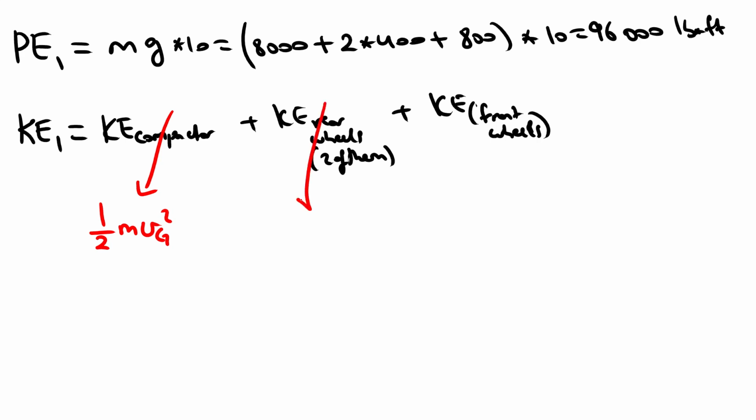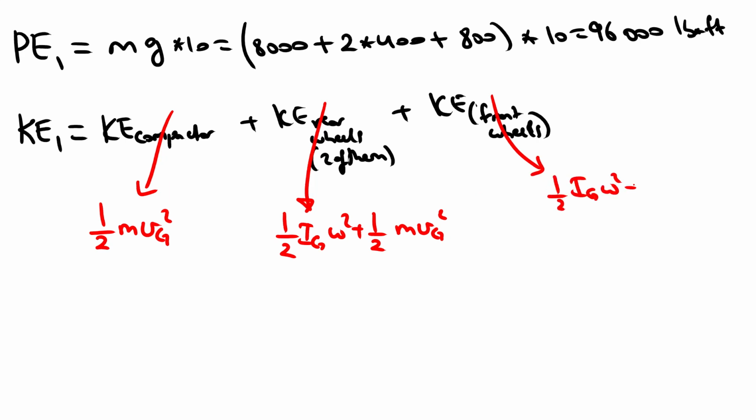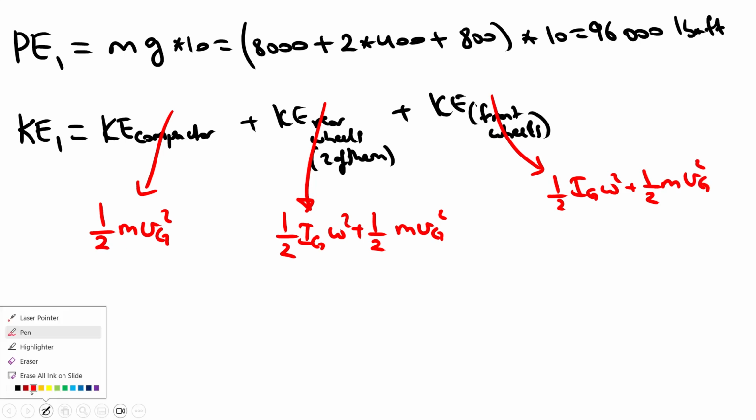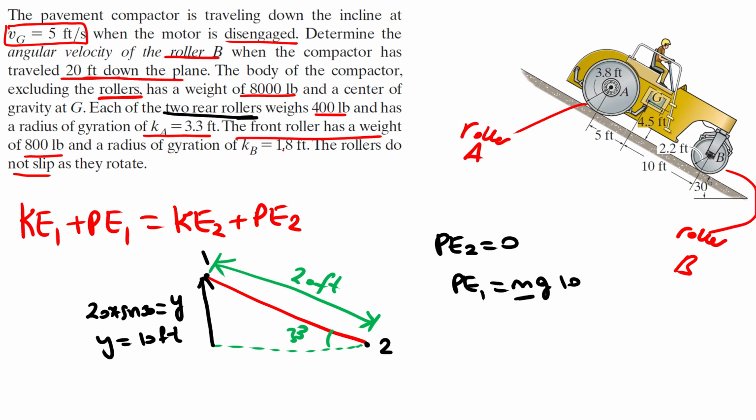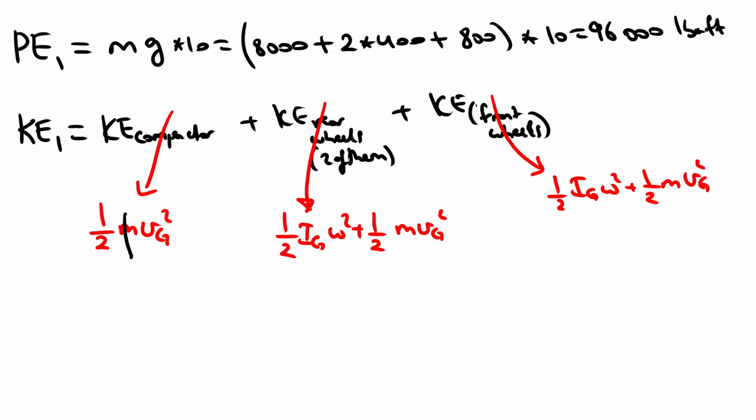That's only the translational kinetic energy. The wheels will have rotational plus the translational. Similarly here, wheel will have the rotational and then translational. Then the M of the compactor is, let's go back to here, M of compactor is 8000 by 32.2.